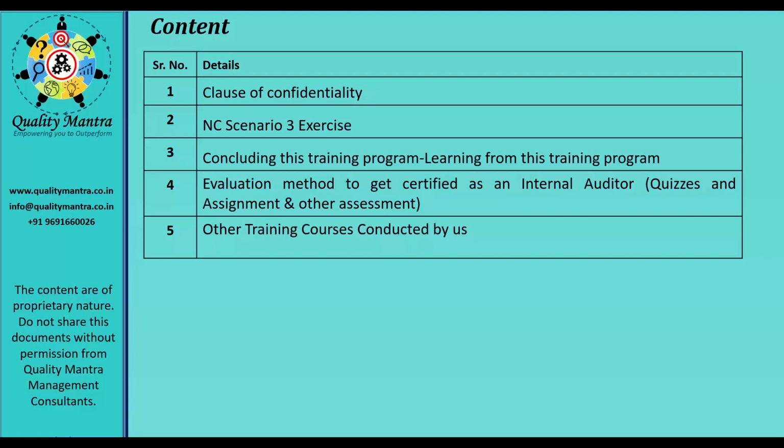In today's session, after the clause of confidentiality, we will go through the NC auditing or NC scenario exercise number 3. We have discussed 1 and 2 yesterday. After that we will go through whatever we have learned, the major topics we have covered in this training program, and then we will let you know the evaluation method to get certified as an internal auditor. What kind of assignments will be there, where to access that assignment, how to submit it, I will tell you, and then quickly go through the other training programs we have.